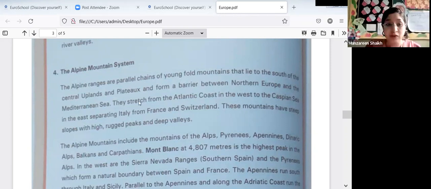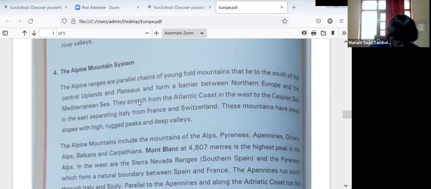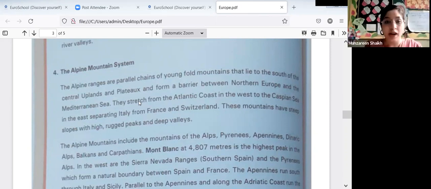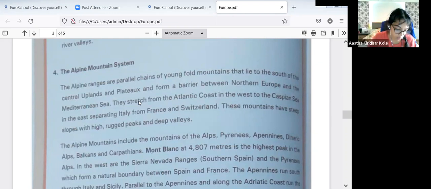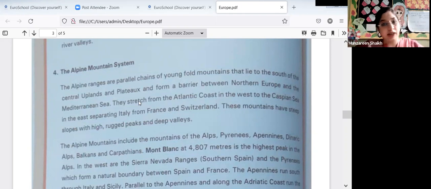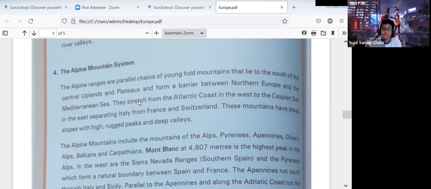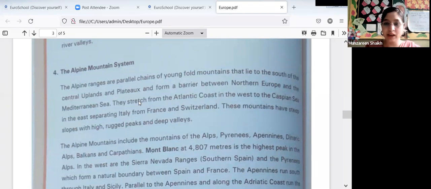Now these Alpine mountains stretch from the Atlantic coast in the west to the Caspian Sea in the east, and separate Italy from France and Switzerland. So these mountains stretch from which coast in the west? From the Atlantic coast in the west to the Caspian Sea in the east. And while stretching, what is it doing? It is separating Italy from France and Switzerland. Got it, everyone? Yes, ma'am. Clear till here, everyone?